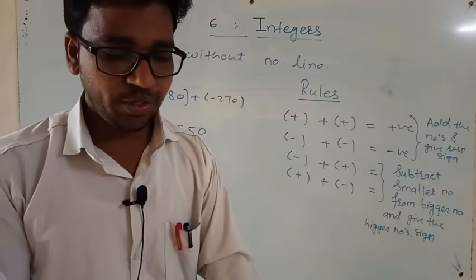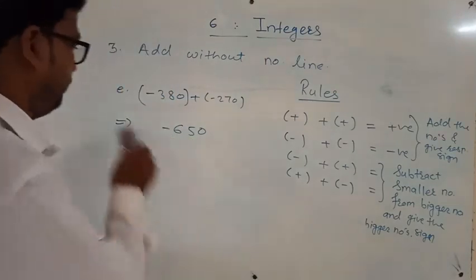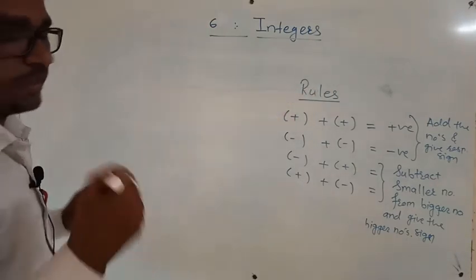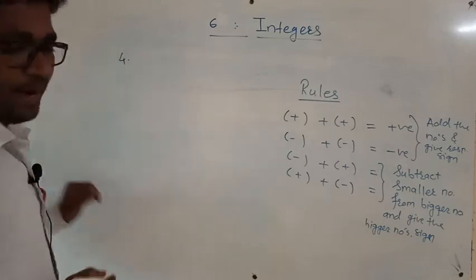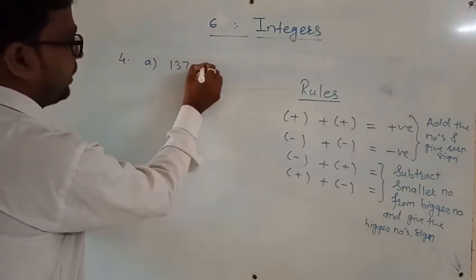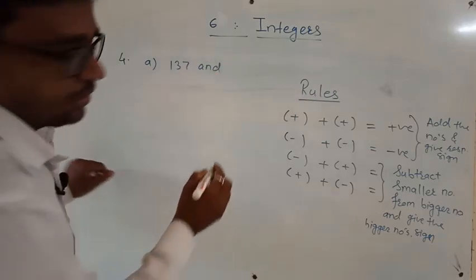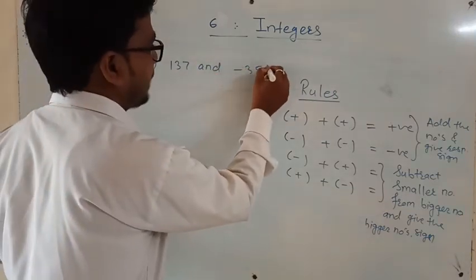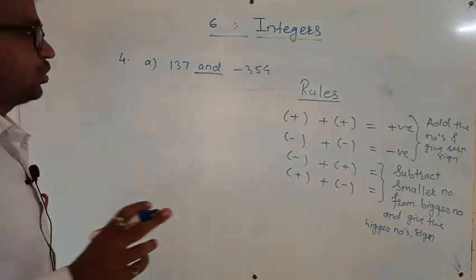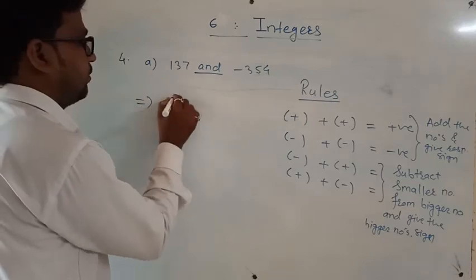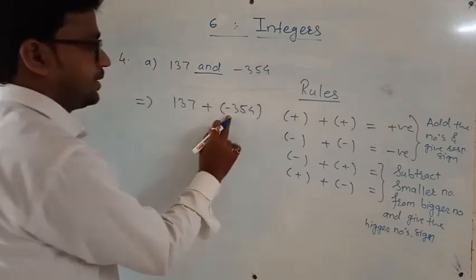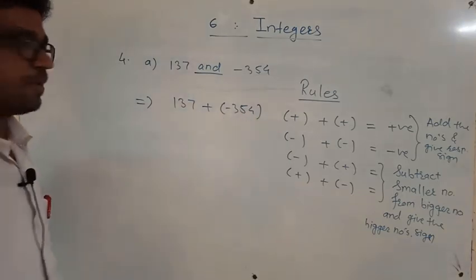Now question number 4 is find the sum of. Same, only the question is different but the method is the same. Question number 4 is find the sum of 137 and negative 354. Here the sign is not given, only and is given. And means addition. So write down first 137 plus negative 354. Here it is a negative number, so we use a bracket.